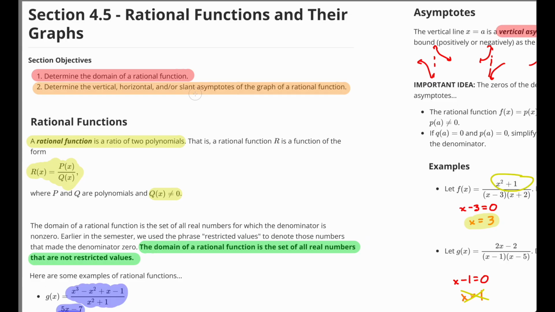So that's rational functions and their graphs. Hopefully you're able to figure out vertical and horizontal asymptotes as well as slant asymptotes of rational functions. If you have any questions about anything in this video, let me know.